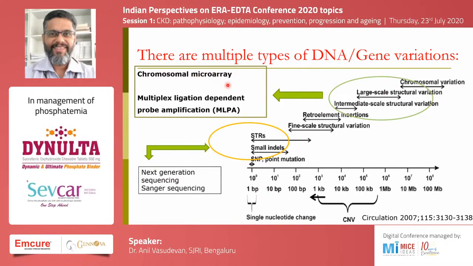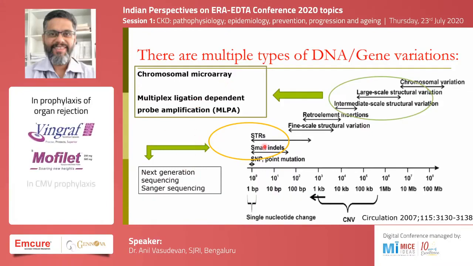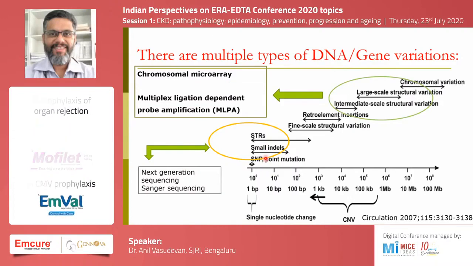And why I'm saying this is that a lot of the genetic variations that have been identified in CAKUT encompass both these types of variants, and hence require two different techniques to detect these mutations.